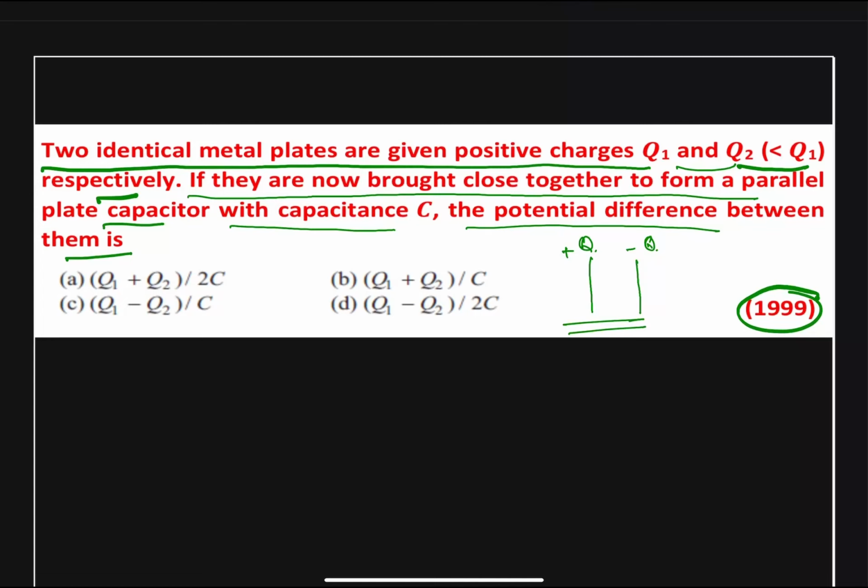And the potential difference, if C is the capacitance, will be equal to Q upon C. So we are going to take any one of these charges and divide by capacitance. This is going to give us the potential difference. So obviously we are having two different charges, Q1 and Q2. Q2 is less than Q1, so therefore charge redistribution is going to take place as both the plates are brought together.